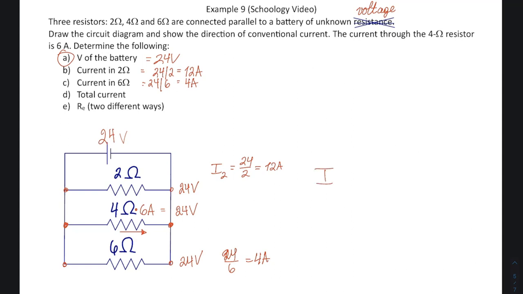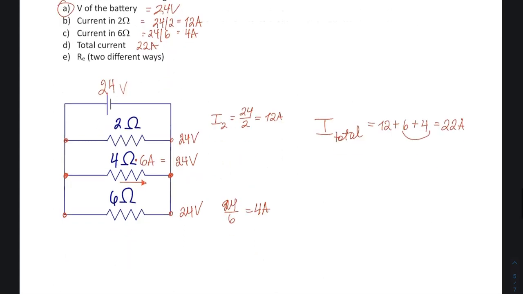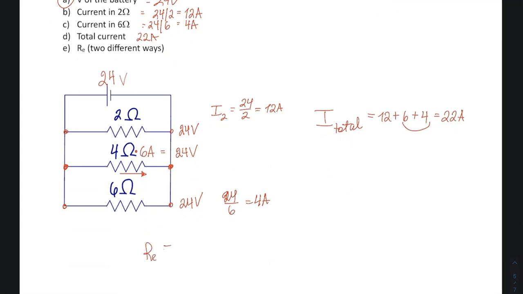Total current, I total, is going to be 12 plus 6 plus 4, 22 amps. Total current is 22 amps. Boom, boom. And then R equivalent, two different ways. Again, the shorter way would be R equivalent equals V total over I total. And that would be 24 over 22.